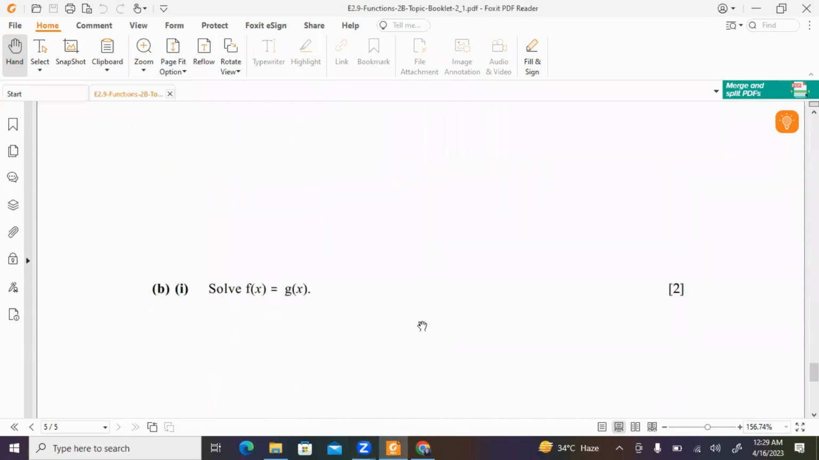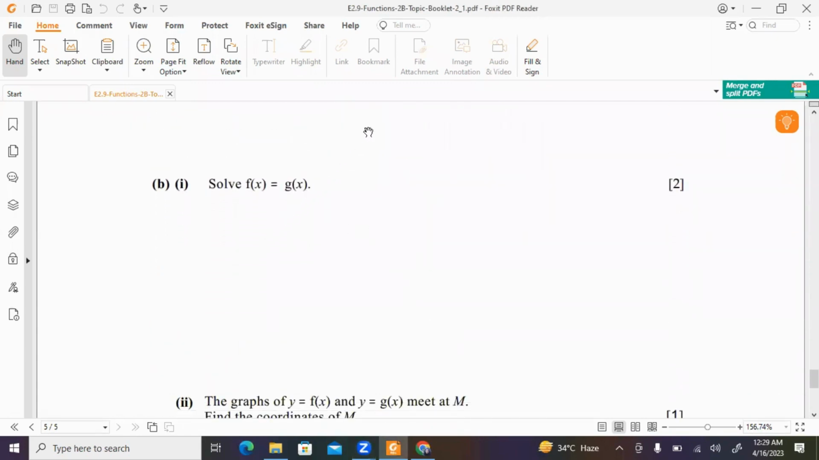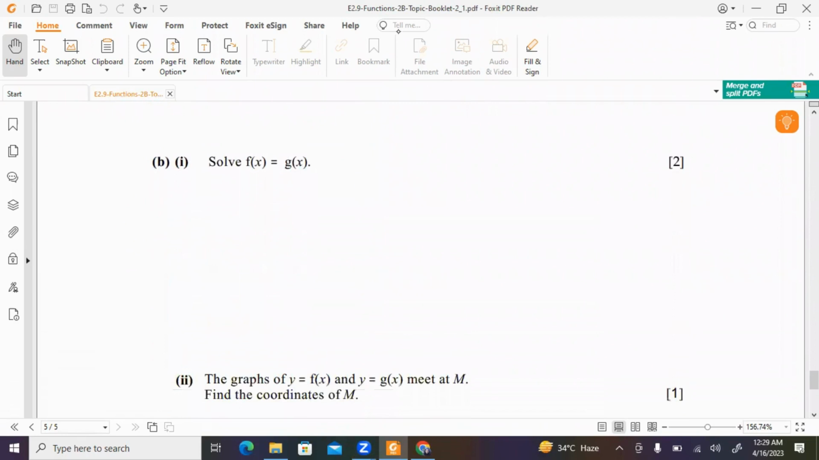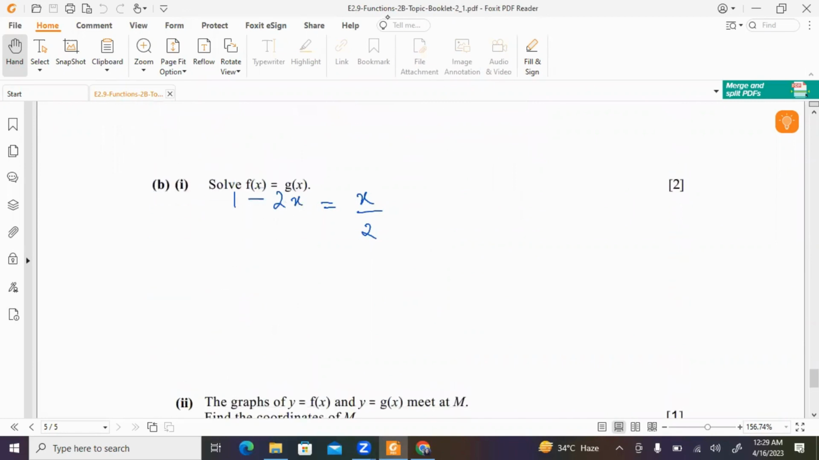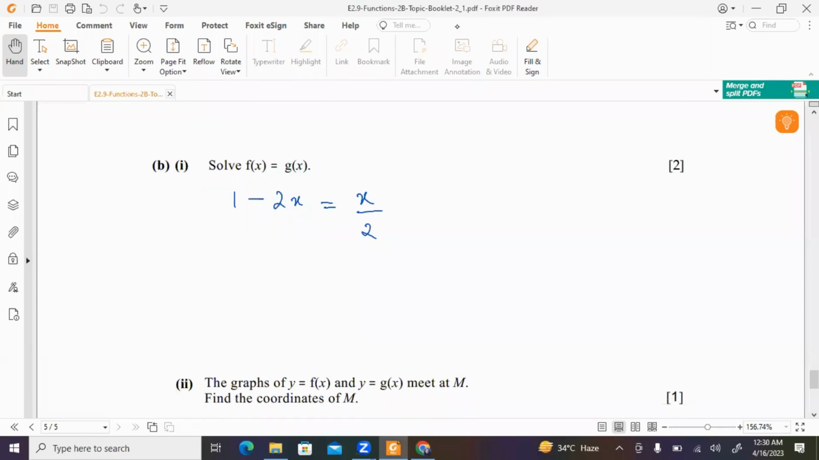Then it says solve f of x equals to g of x. So which means 1 minus 2x equals to x over 2. So what we're going to do is, since both equations are put equal to each other, and we have a fraction on one side, we cross multiply to get rid of the fraction. Gives us 2 minus 4x equals to x.